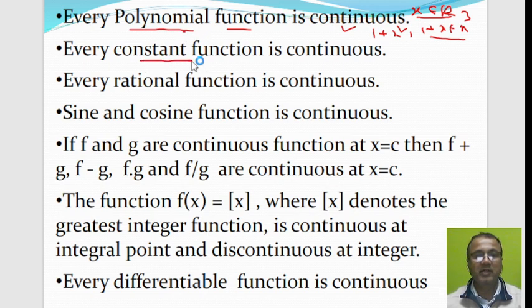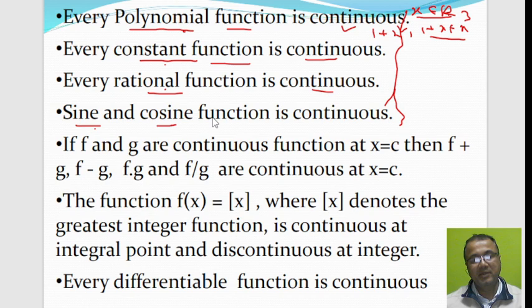Similarly, the constant function is also always continuous. A rational function is also continuous, and sine and cosine functions are also continuous. So you have to remember all these things: polynomial function, constant function, rational function, sine and cosine functions are continuous. There is no need to prove this separately again. You can write these as properties.